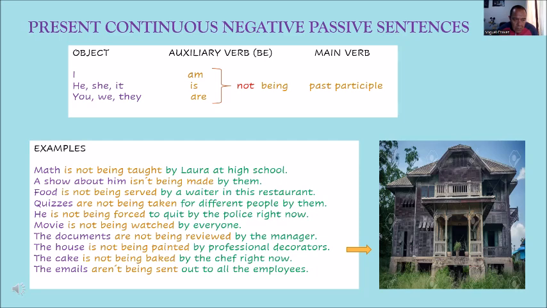See the table and the examples. Examples. Math is not being taught by Laura at high school. A show about him isn't being made by them. Food is not being served by a waiter in this restaurant. Quizzes are not being taken for different people by them.